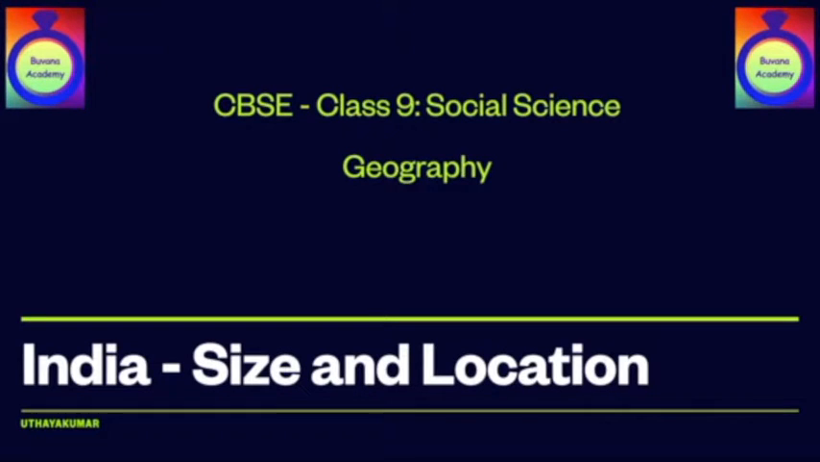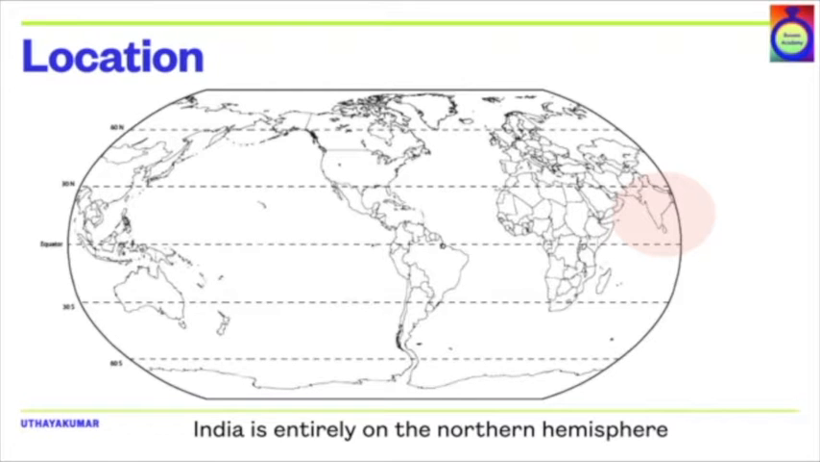Today we are going to see the first chapter of the geography lesson, India, size and location. In this lesson, we are going to learn where India is located on the global map, and what its position is in relation to other countries of the globe. Now look at this map, see the equator and look at the highlighted portion of India. You can understand that India is entirely located in the northern hemisphere. That is the first point we have to remember.